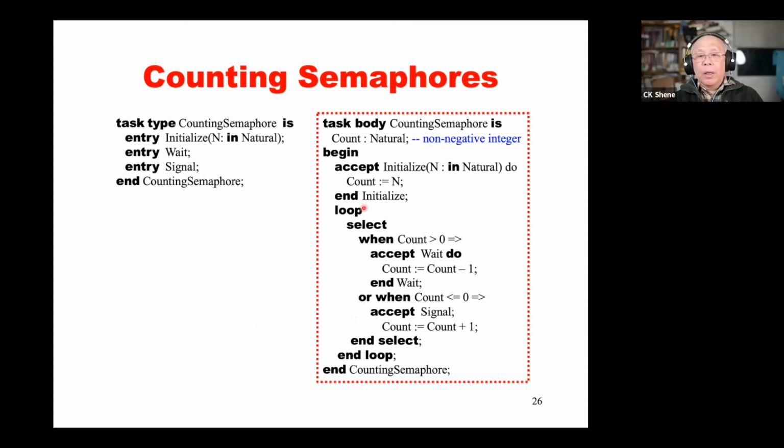And then we have a loop. Every time we accept, if count is greater than 0, we accept wait. Decrease the count by 1. And if count is less than or equal to 0, then everyone must be blocked until someone calls signal. In that case, we add 1 to count. So here we use a slightly different definition, which is different from the definition we used when we discussed semaphore, but it's okay. I'm sure you understand what's going on.